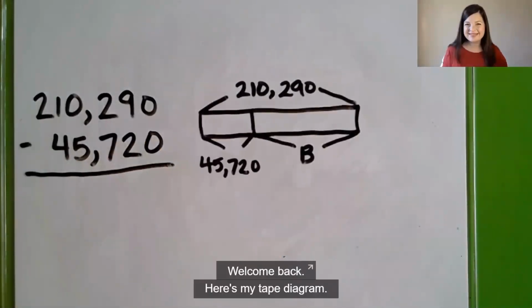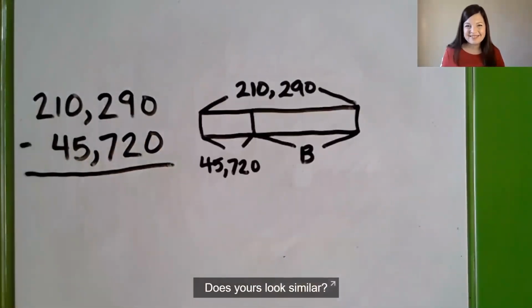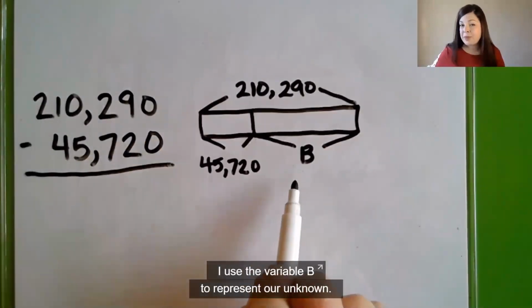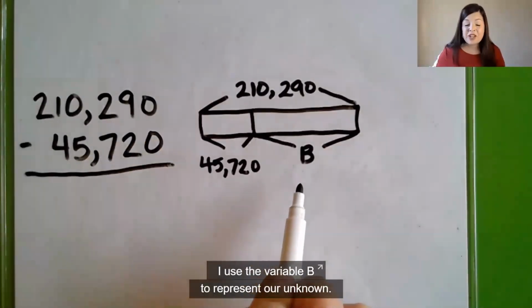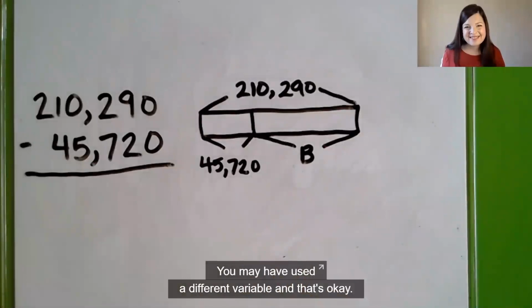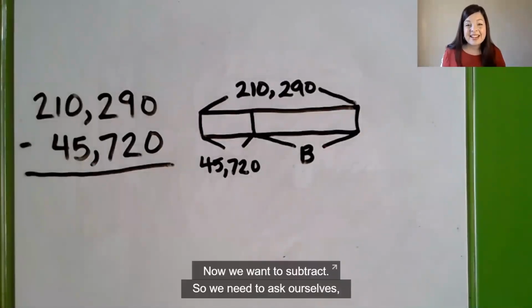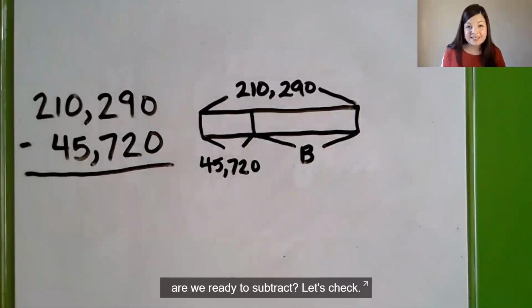Welcome back. Here's my tape diagram. Does yours look similar? I used the variable b to represent our unknown. You may have used a different variable, and that's okay. Now we want to subtract, so we need to ask ourselves, are we ready to subtract? Let's check.